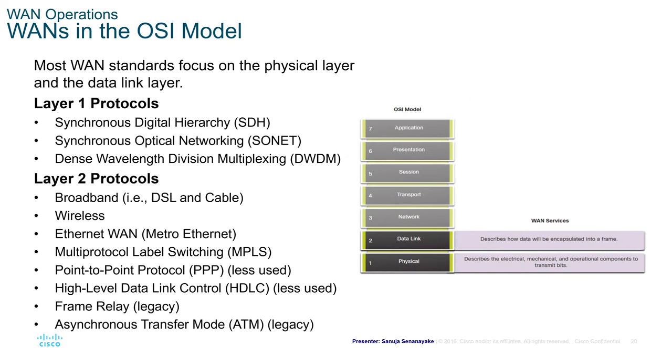WANs in the OSI model. Most WAN standards focus on the physical layer and the data link layer. So remember our OSI model that I have discussed in multiple lectures in the past. So here's the OSI model. From the top down, we have the application, presentation, session, transport, network, data link, and physical layer, right? Remember that? So WAN standards mostly deal with layer 1 and layer 2.